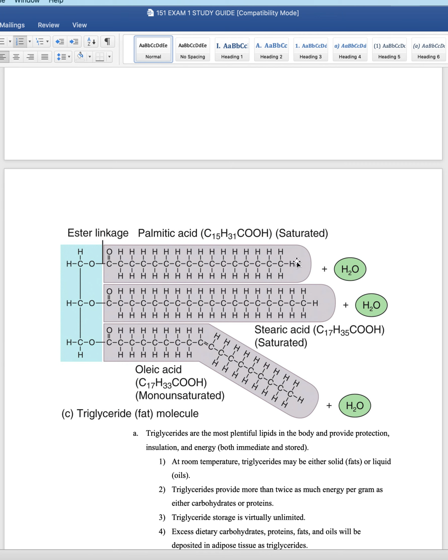Again, we can either be fully saturated, right? No seats left on the plane, or we can be partially unsaturated. It's considered monounsaturated because we have one double bond that could potentially be broken open to have two more seats for hydrogens on this plane, right?